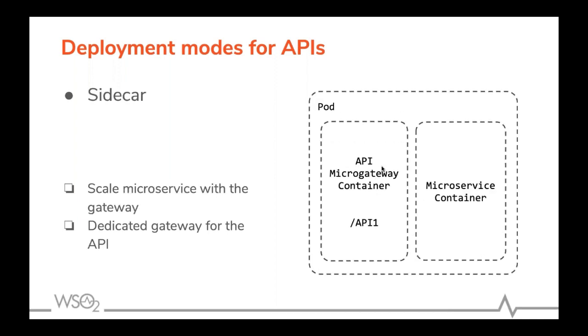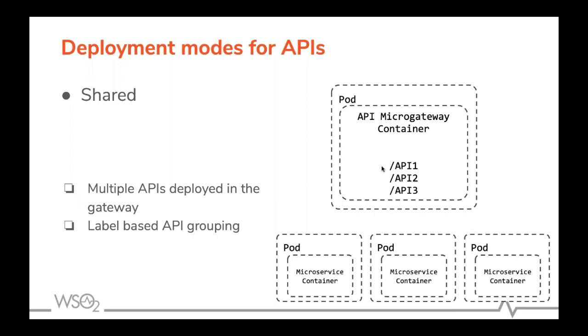In the sidecar mode, as I explained earlier, you have one pod and two containers in there, as in the picture. So if you want to scale the microservice with the gateway together, then this is the pattern you should use. In this case also, you have a dedicated gateway for the API.